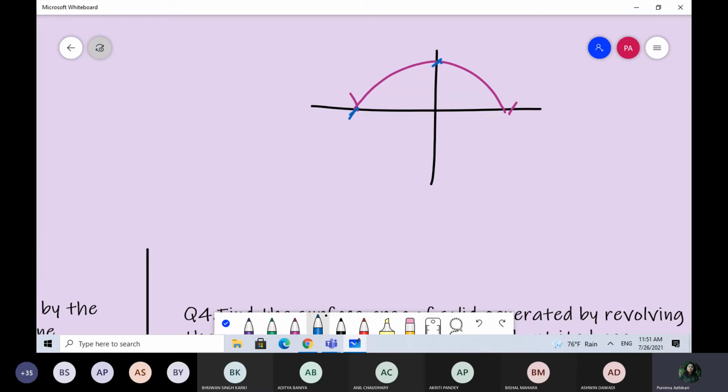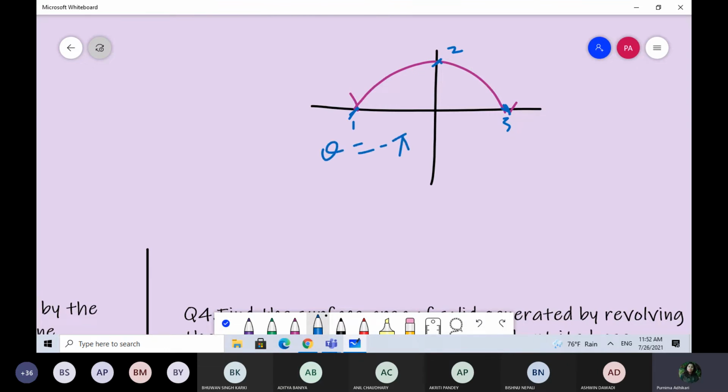What was your theta here, here, and here? Position number 1, 2, and 3, what were the theta values? Minus pi, 0, pi. Very good. That's your theta.